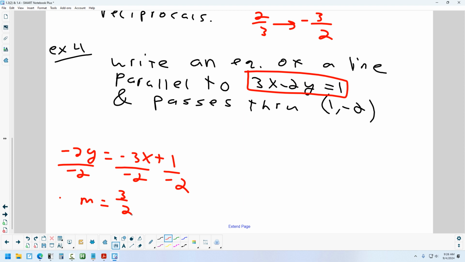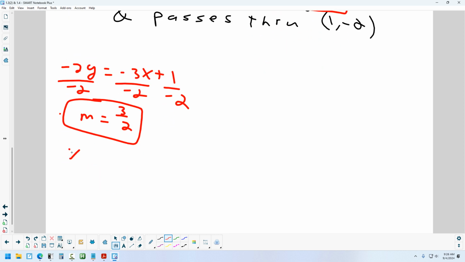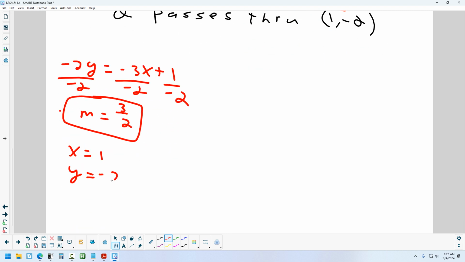If they wanted me to do perpendicular in this problem, I'd be flipping that and making it the opposite. But it's not perpendicular, so we know the slope we're going to use is 3/2. And what else do they give me that I need to use to find the equation of the line? Yeah, an x and y. They give me an x and a y value. They give me a 1 and a -2. X is 1, y is -2. You have an x, you have a y, and you have an m.